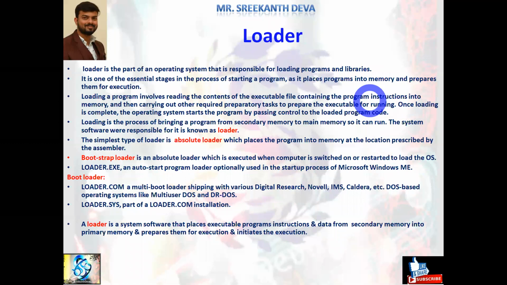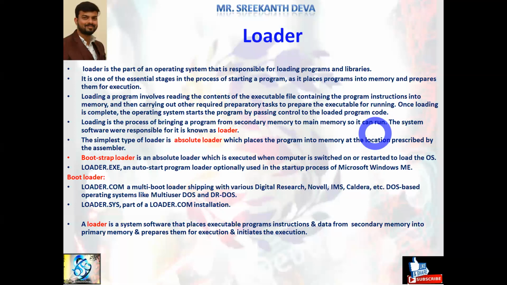Once the executable file is generated, the loader is responsible for loading that executable file, and it is going to be placed into what? Main memory. See, loading a program involves reading the contents of the executable file containing the program instructions into memory, and then carrying out other required preparatory tasks to prepare the executable for running. Once loading is complete, the operating system starts the program by passing control to the loaded program code.